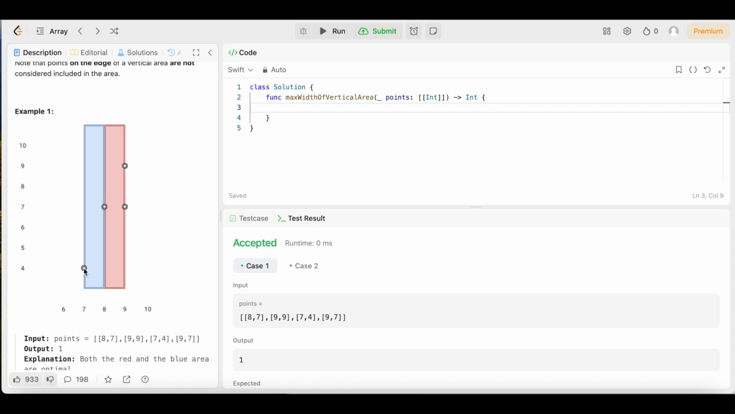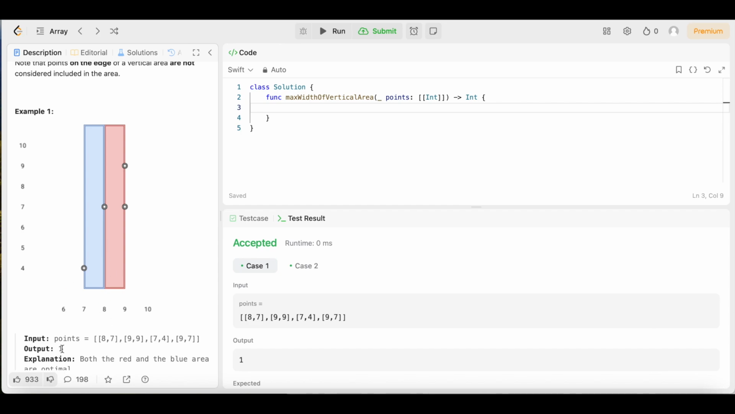But we can go from here to here. We could go from 7 to 8 because there's a point on 7 and there's a point on 8. So as far as the x-axis goes, we could go from 7 to 8, that's 1. We could go from 8 to 9, that's 1. And if we did these points, it would just be 0. So we don't even have to include this, but we want the maximum.